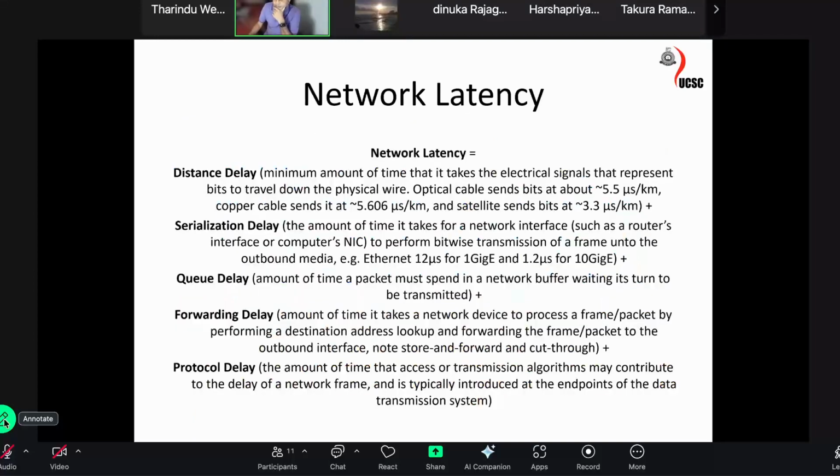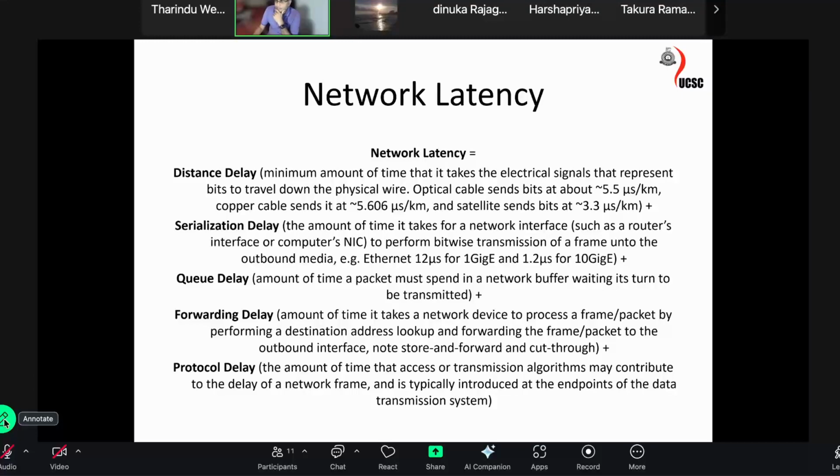Okay, let me define the network latency by different delay components. Distance delay. Previously, I discussed that physical distance matters in terms of latency because there is a limitation of the speed of light. And different mediums even matter. For example, optical cable sends bits at 5.5 microseconds per kilometer.